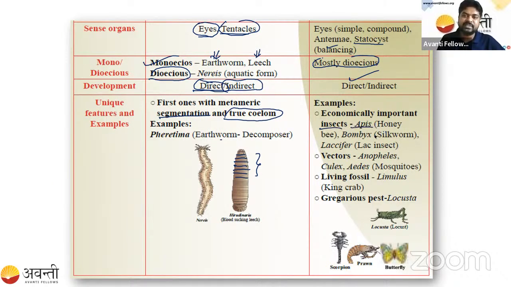Here you can see the examples of economically important insects. For example, Apis means honeybee, Bombyx means silkworm, and Laccifer means lac insect. Please remember these examples. Please write them down because they ask.